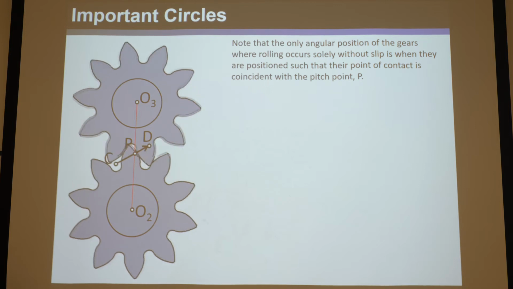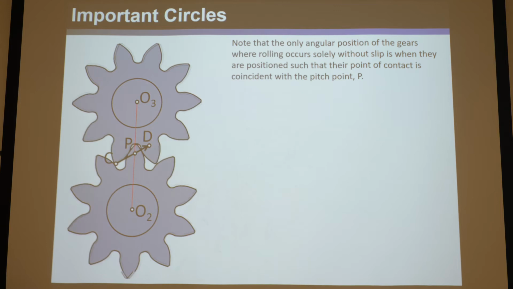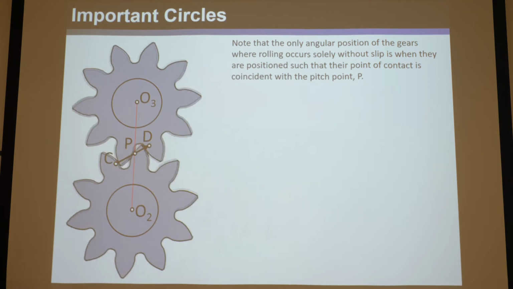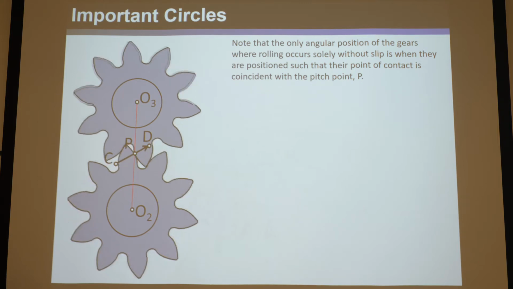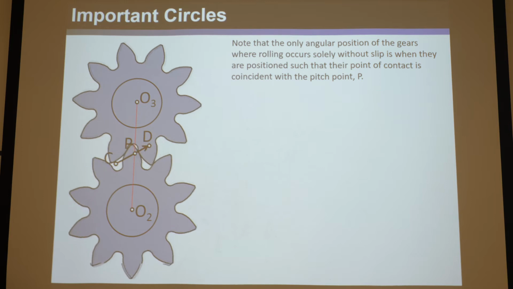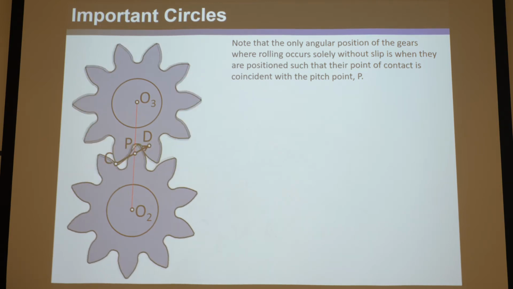So gear teeth slide and roll for most of their contact, and the only point, like I said, where they're pure rolling is at P. But that also tells you that there's friction, and they generate heat and they lose energy. So this is where you can lose efficiency in gears.